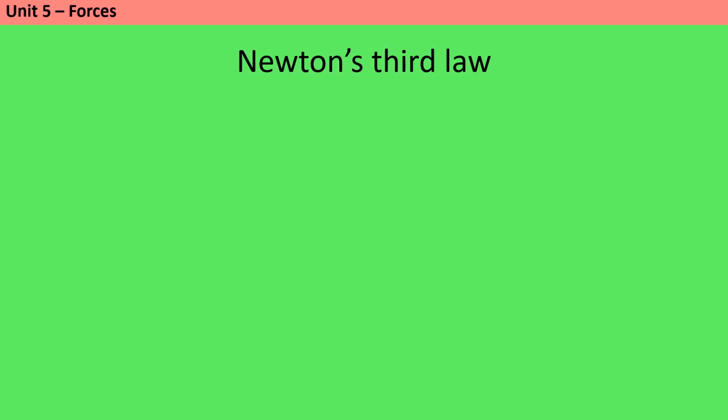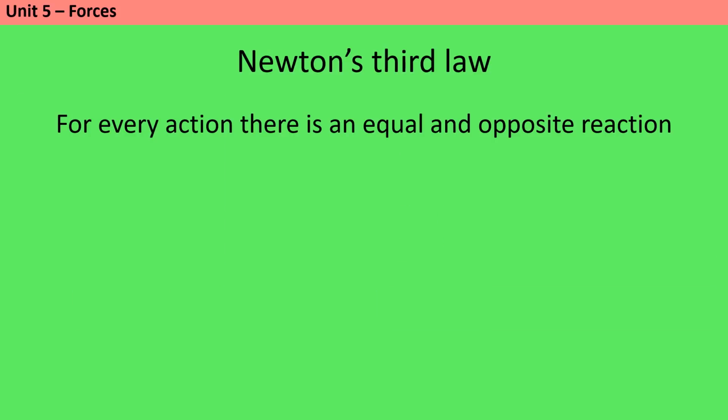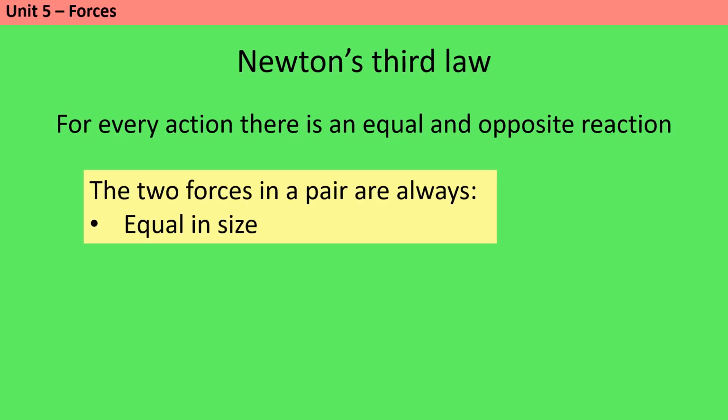Newton's third law tells us that for every action there is an equal and opposite reaction. This means that forces always come in pairs, and 4 things are always true about the pair of forces. The first one is that they are always equal in size. So if a book is lying on a table, then the book is pushing down on the table and the table is pushing back on the book, and the size of those 2 pushes is equal because otherwise the book would either fall through the table or it would somehow weirdly levitate.